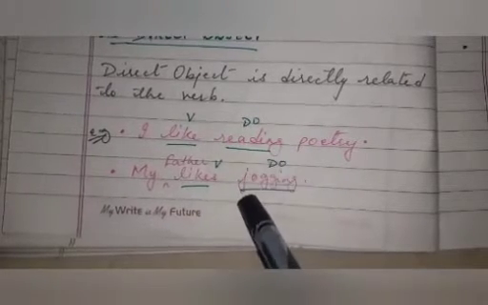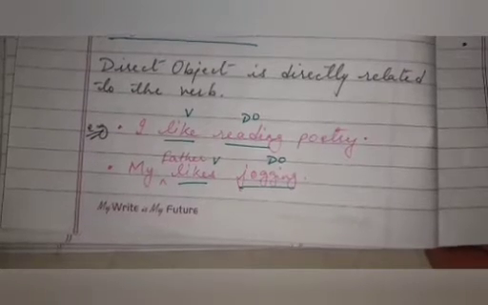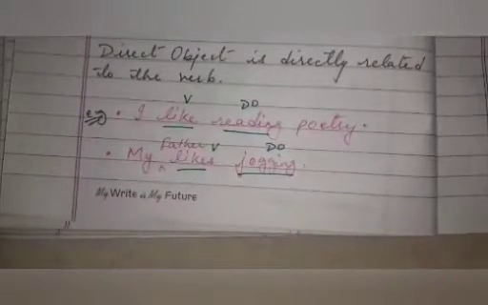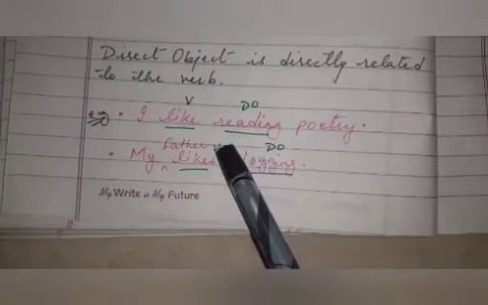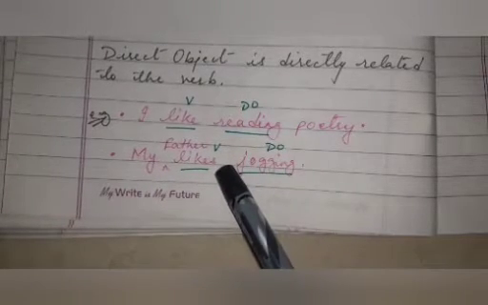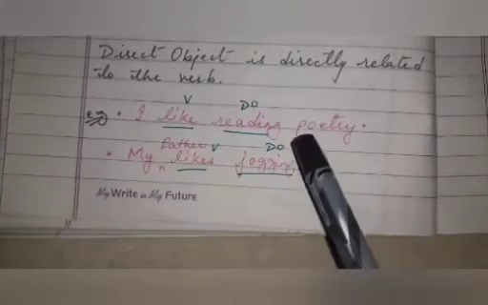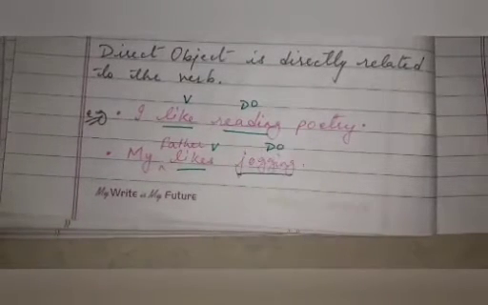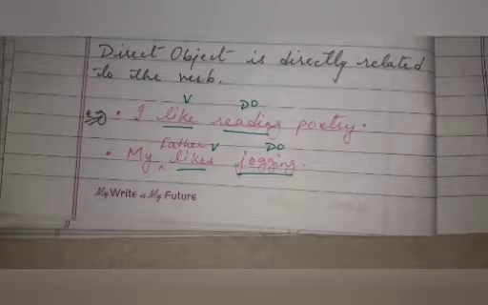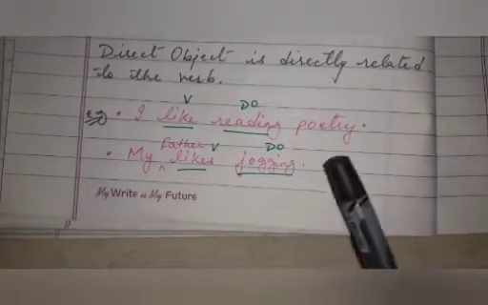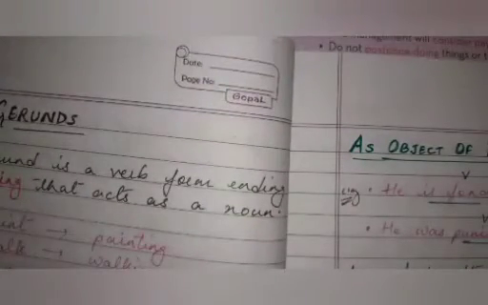Okay? See the second example. My father likes jogging. So my father is your subject, likes is the verb. So what does my father like? Jogging. So jogging becomes your direct object, but it is in gerund form. Okay? Next we have gerund as object of preposition.